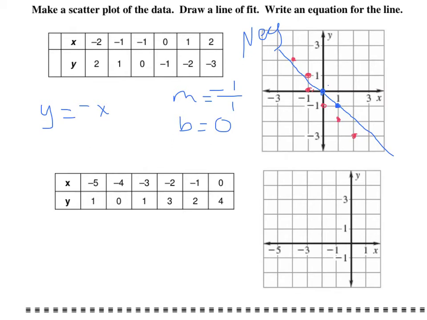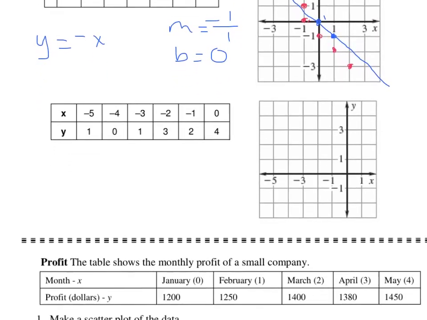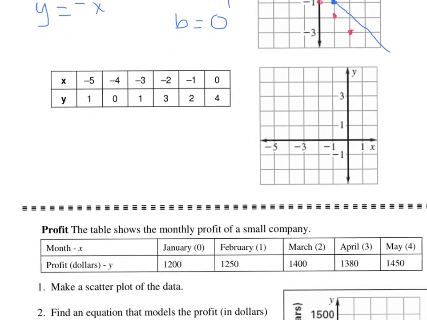Okay, for the graph below it and the table below it, we're going to do the same thing. We're going to put the points on the graph. So -5, 1 is here, -4, 0, -3, 1, -2, 3, negative 1, 2, and 0, 4.